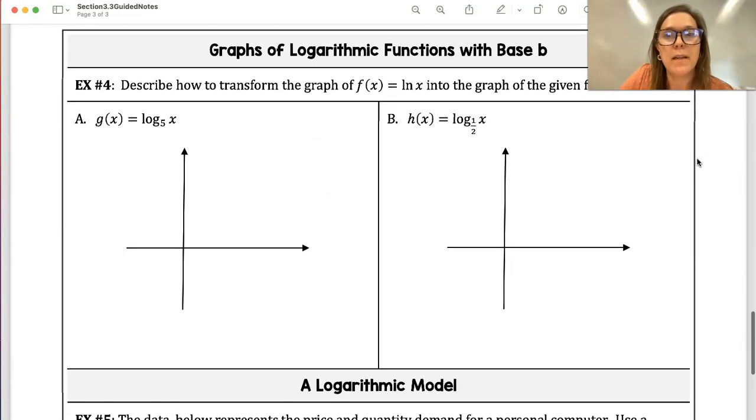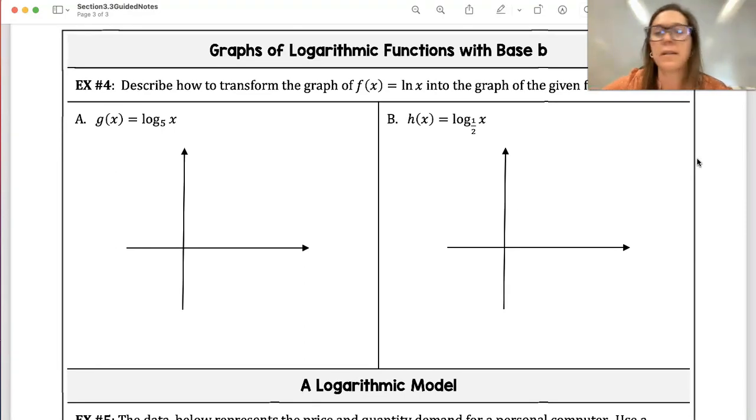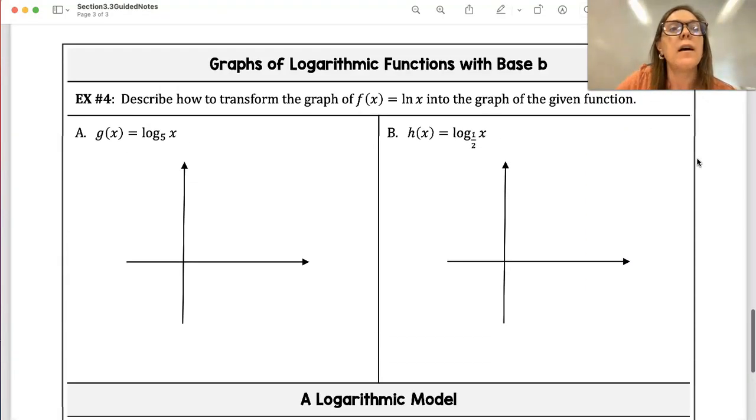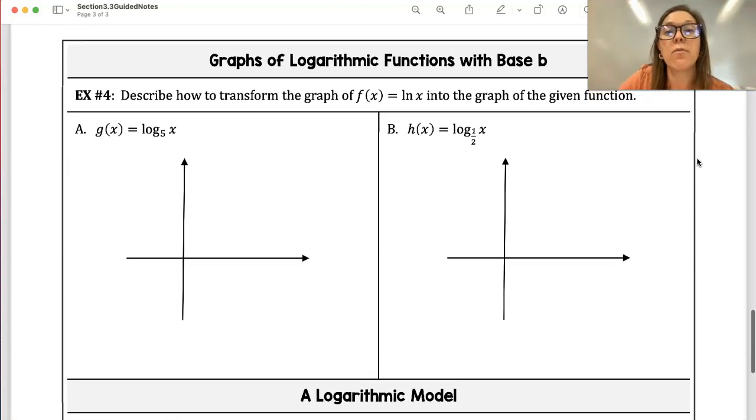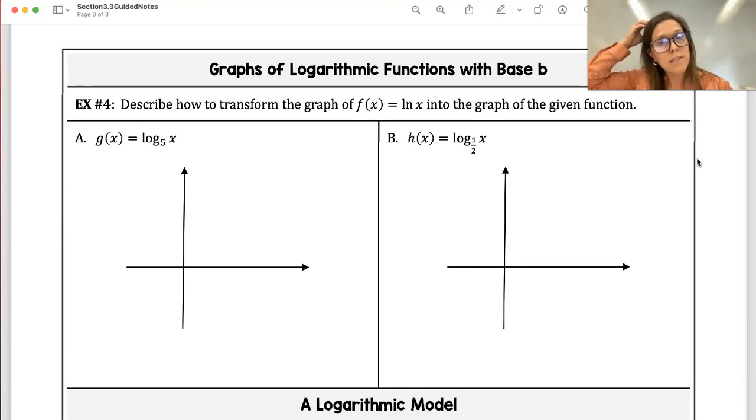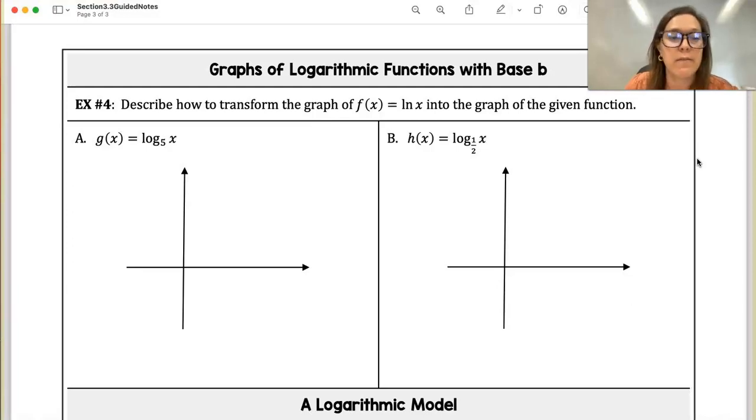Okay. All right, let's talk about all these different graphs. This is the last page, right? Yeah. All right, so describe how to transform the graph. Ooh, these are good ones. Describe how to transform the graph f of x is equal to the natural log into the graph of the given function. So we have a log with a given base. I want to convert it to a natural log.